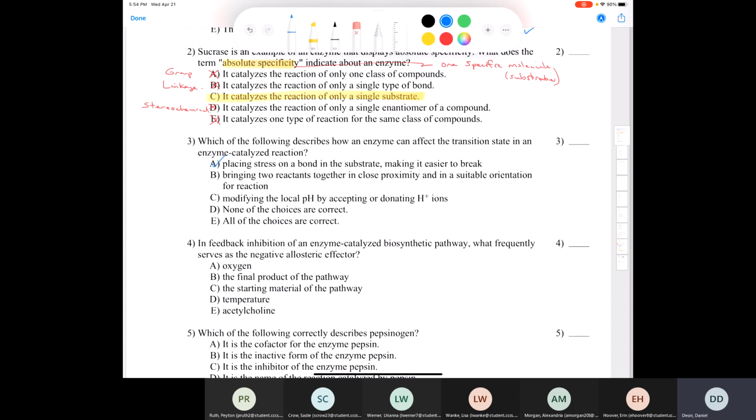That is definitely true. We've seen an example of that in our class, bringing two reactants together in close proximity and in a suitable orientation. A good example of that would be something like sucrose synthase, which we looked at. Modifying the pH of the environment, yes. None of the choices are correct. Well, that's definitely not true. In fact, all of the choices, A, B, and C, are all correct. And so the answer is E.